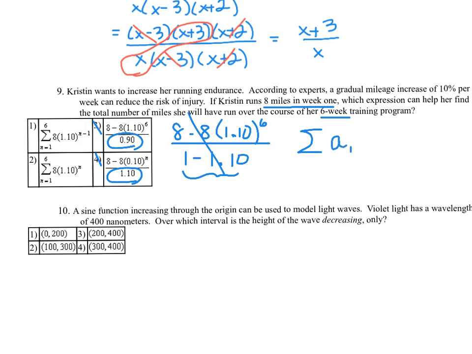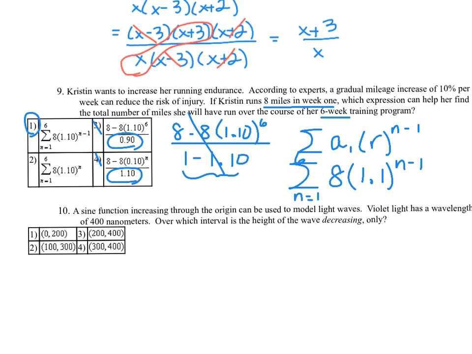is a sub 1 times r to the n minus 1. And there it is right there. So our a sub 1 is 8, our r is 1.1 to the n minus 1. And again, we're going from time 1 to time 6. So therefore you can see that the answer would be choice 1.